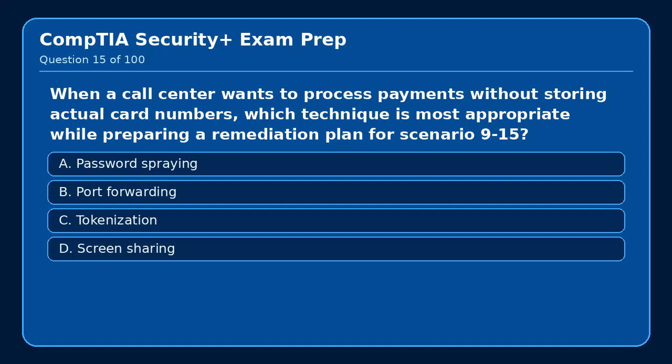Take a moment to choose your answer. The answer is C. Tokenization. Tokenization replaces sensitive values with tokens that have limited meaning outside the payment system.